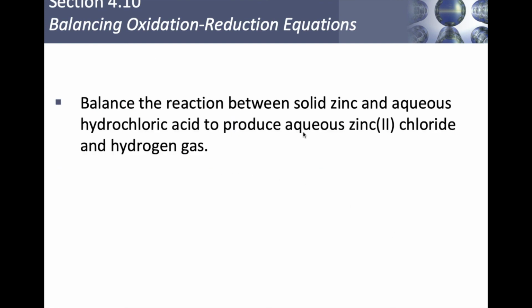So balance the reaction between solid zinc and aqueous hydrochloric acid to produce aqueous zinc chloride. And so zinc is always a +2 in an ionic compound, so you actually don't need to put the Roman numeral 2 there. I don't like that the book did, but it's just zinc chloride, and then hydrogen gas. All right, let's do that.